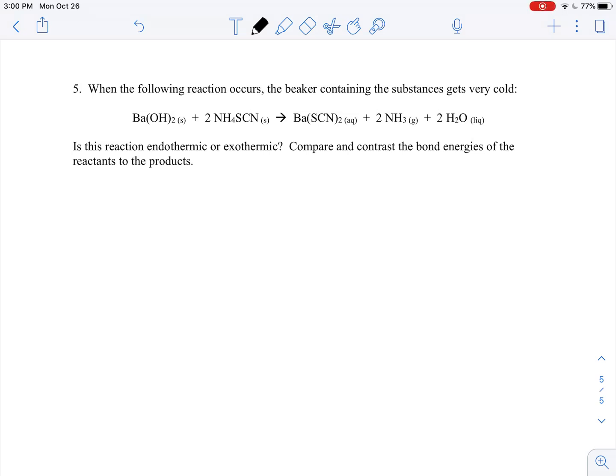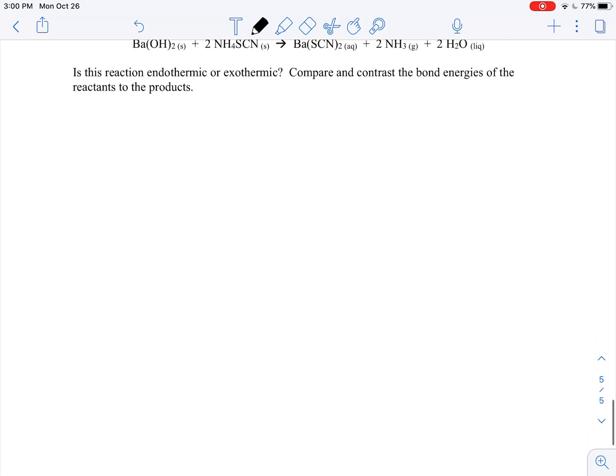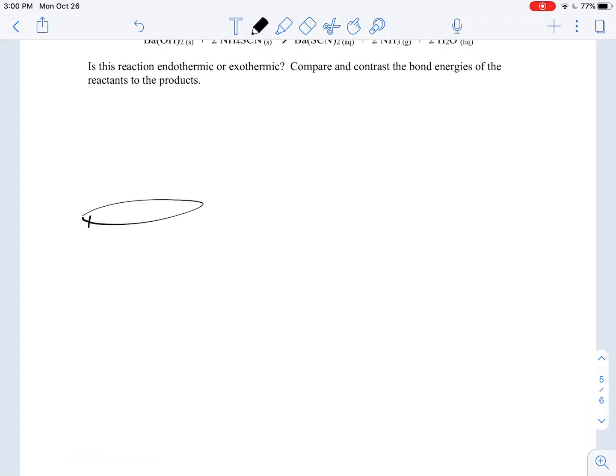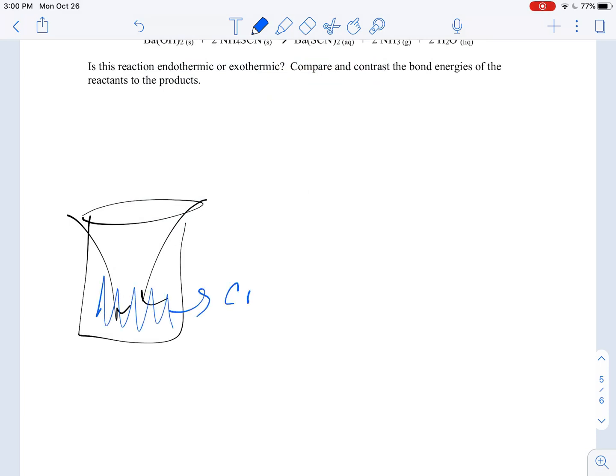All right, so this is a classic example of do you know signs and directionality, right? So what does it say? It says we take some substances and we put them in here, and when we put it in there, it gets very cold, right? So brr, cold, right? All of a sudden, this guy here turns cold.